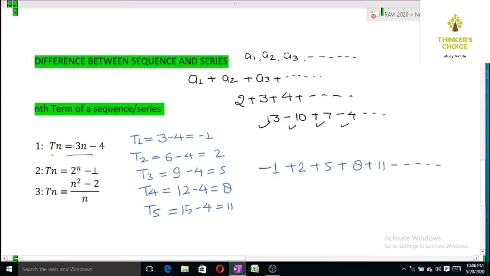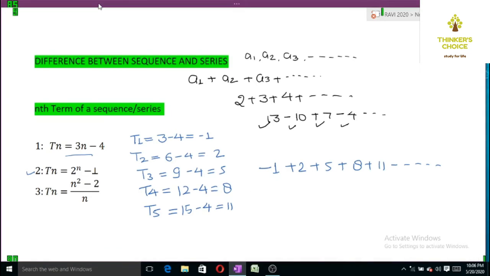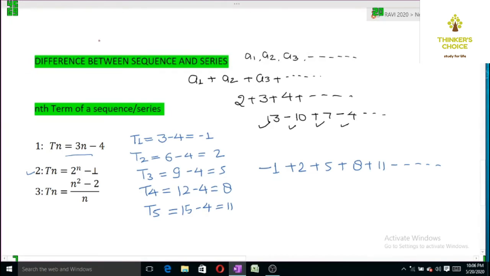Similarly, the second question is Tn equals this, and you have to find the first 3 terms. For n equals 1, it is 2 to the power 1 minus 1, which gives 1. T2 is 2 to the power 2 minus 1, which gives 3. T3 is 2 to the power 3 minus 1, which gives 7. These are all the three terms.